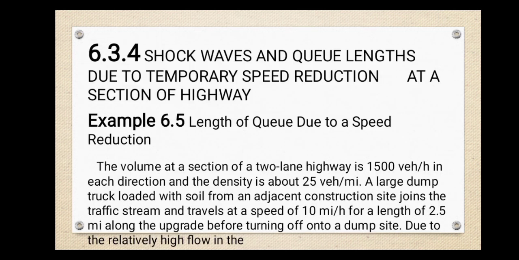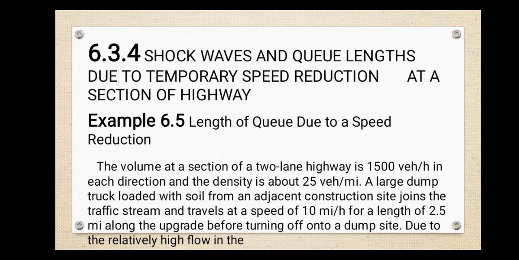Shock waves and Q lengths due to temporary speed reduction at a section of highway. So let us now consider the situation where the normal speed on a highway is temporarily reduced at a section of a highway where the flow is relatively high but lower than its capacity. So we have here an example for length of Q due to a speed reduction.